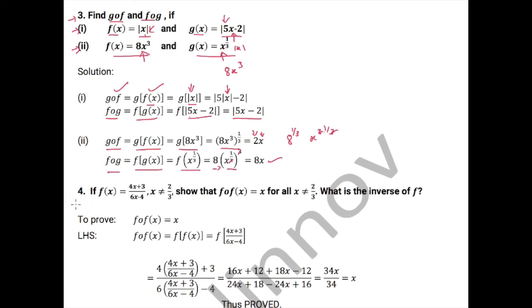So question number 4, if f of x equal to 4x plus 3 by 6x minus 4, show that f of f of x equal to x. What is the inverse of f?